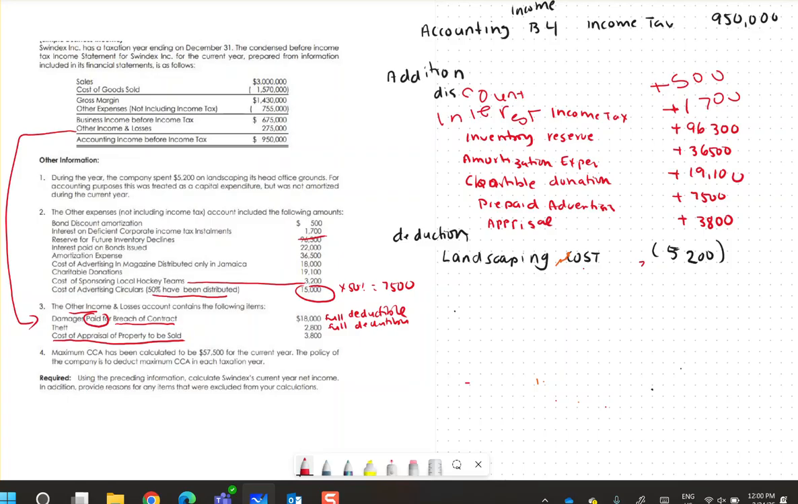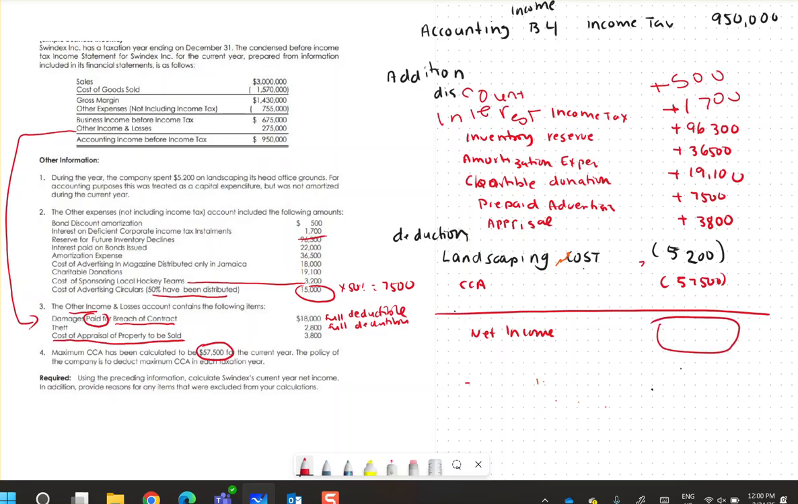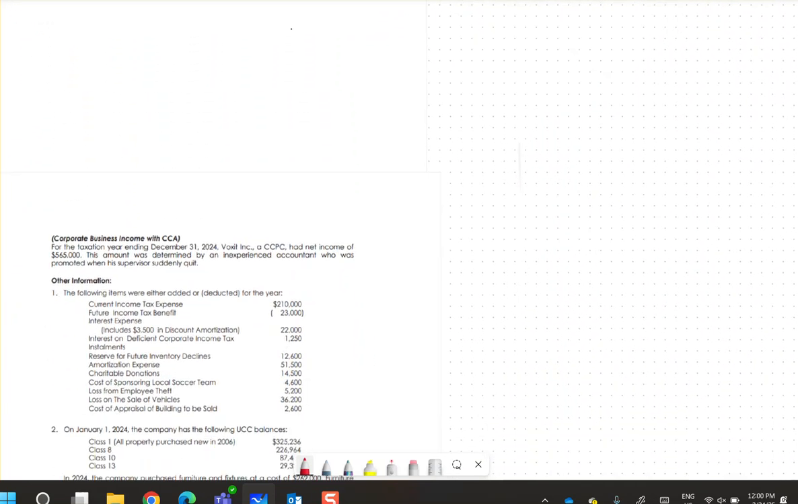Now we have a CCA. They already calculated it. They didn't ask us to calculate it, but in the next example, we will be calculating it. 57,500. So what did we calculate? We calculated net income for tax. This is the net income. How we're going to do it is you add and subtract, and you get a number. The number that I got was 105,700. So that will be the net income they asked us to calculate.